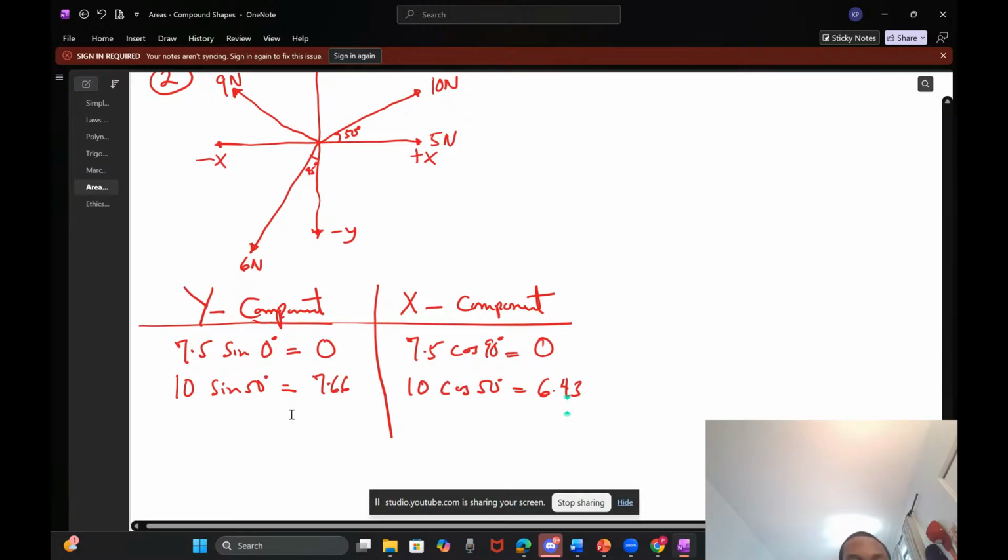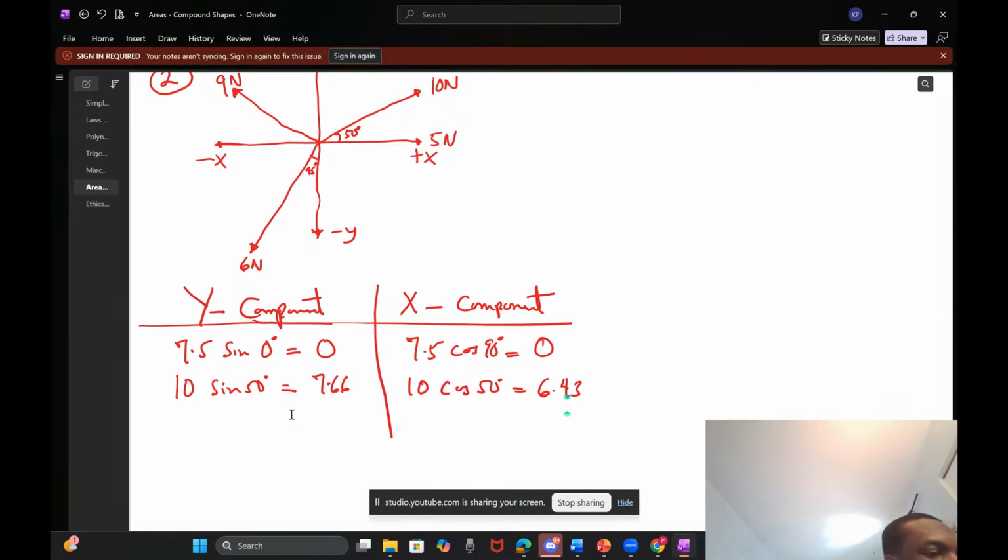And then we have 5 newtons. This one is facing the positive x-axis. Okay, so it makes no angle with the y-axis. So we can call this 5 sine 90 degrees. 5 sine 90 is 5. And then we have 5 cos 0 degrees, which will also give us 5.